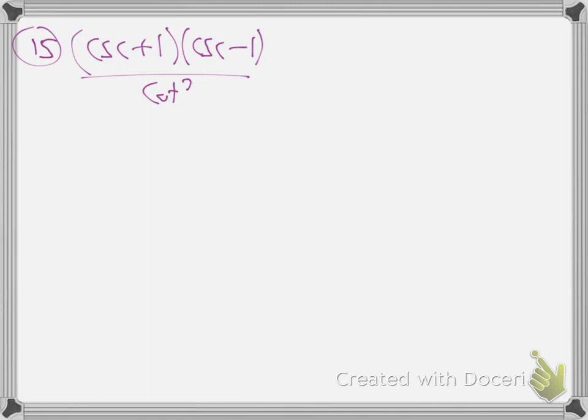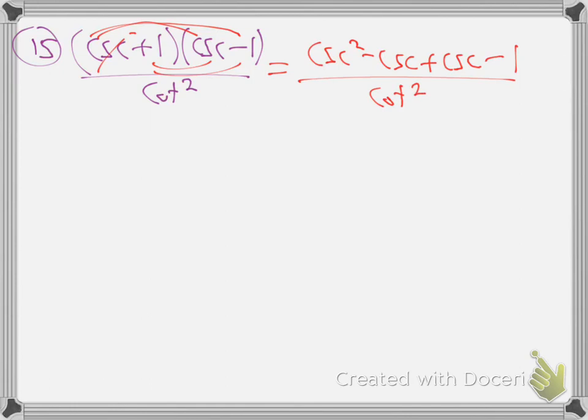So number 15 says, we'll do maybe one more here. Cosecant plus 1. I'm just cutting out the x's. Who cares? Cosecant minus 1 over cotan squared. Okay. That one's just crying out to be multiplied on the top. You want to FOIL out that top. 2 parentheses, FOIL them. So let's do that. What are we going to get? Cosecant squared minus cosecant, plus cosecant minus 1 over cotan squared.